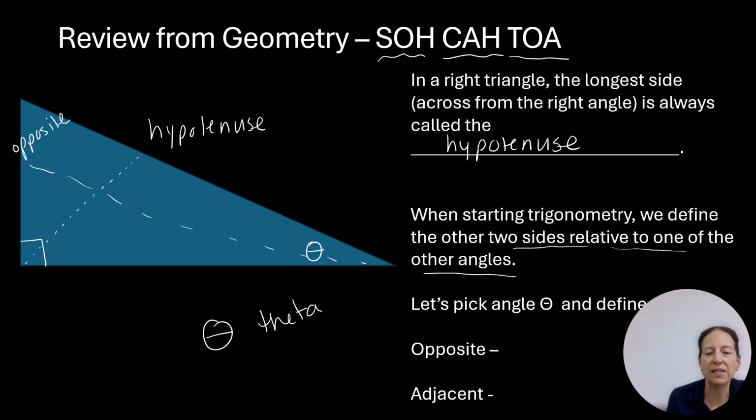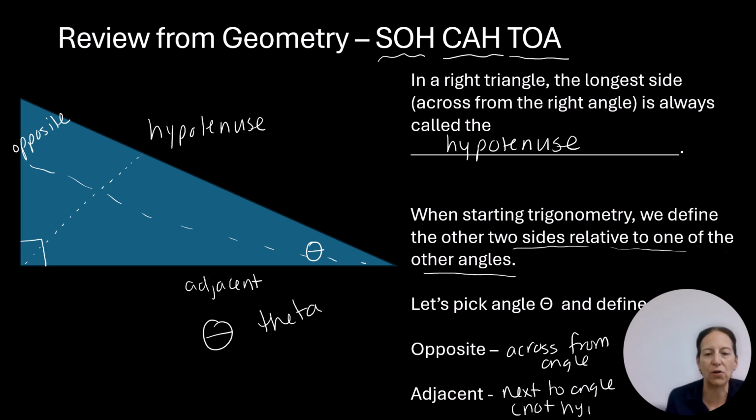I'll define this as opposite is across from the angle. And then the other side is the adjacent side. And the word adjacent means next to. So if you look in the classroom and you might say, who sits adjacent to you? It would be asking who sits next to you. Adjacent could mean next to you, side to side, but it could be front to back next to you as well. And so the adjacent side is the side next to the angle, but not the hypotenuse, because the hypotenuse would also be next to the angle.